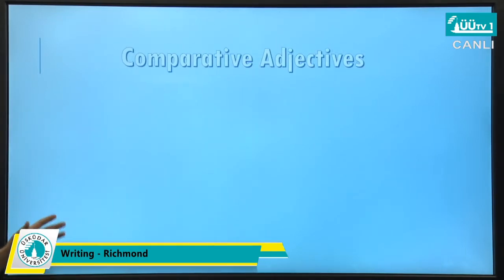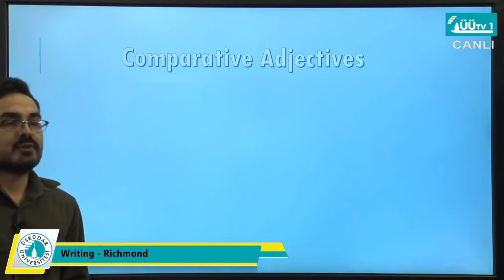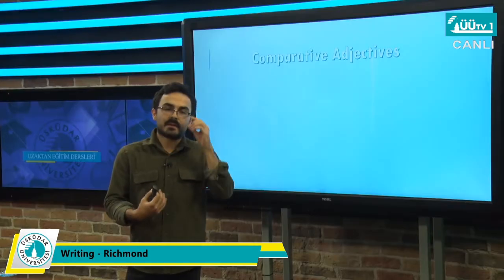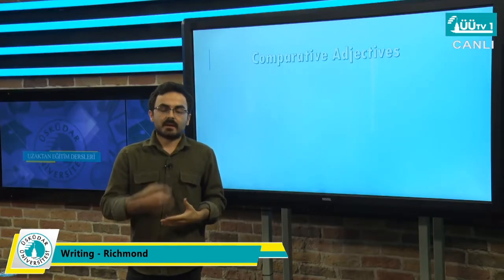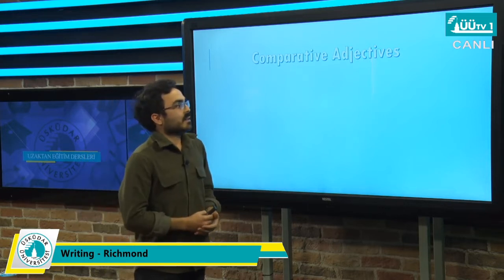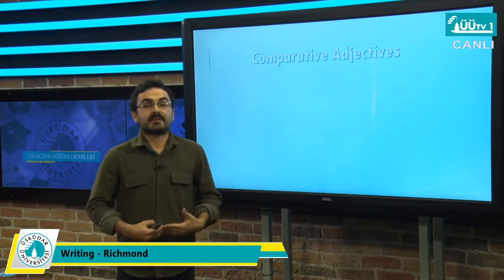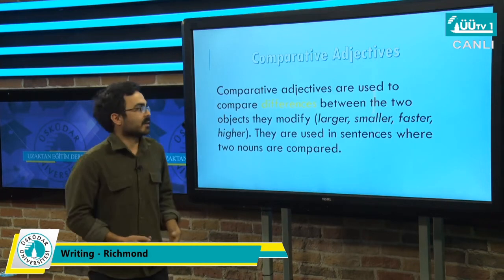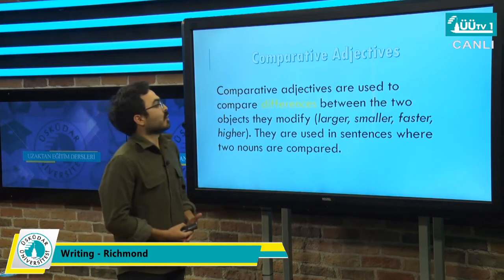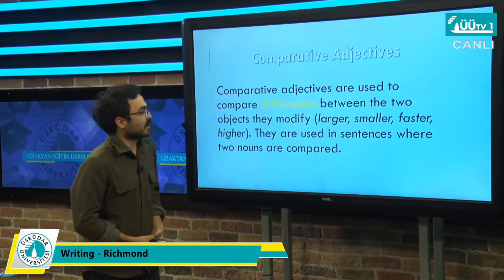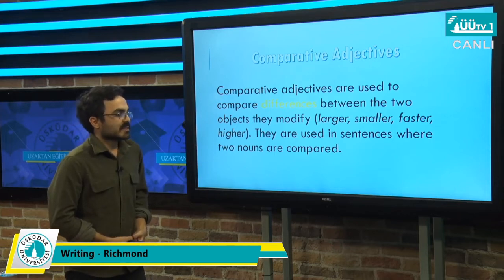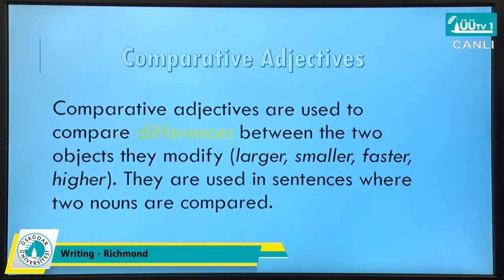But again, when we are trying to compare things, we are not solely using their adjective state in a single way. We are making comparative adjectives. And how are we making this? First, why are we making this? Comparative adjectives are used to compare differences between the two objects they modify. Like, they are used in sentences where two nouns are compared.